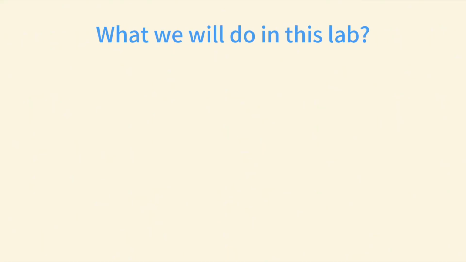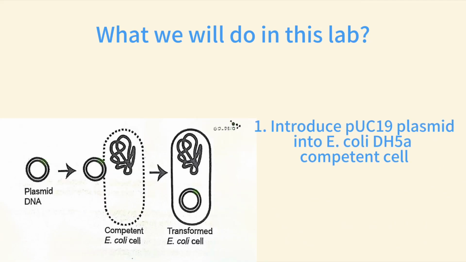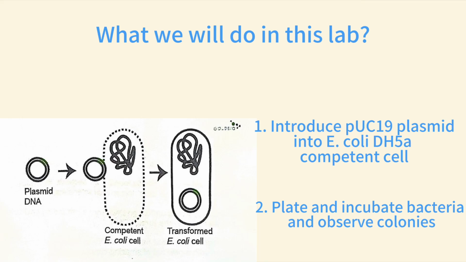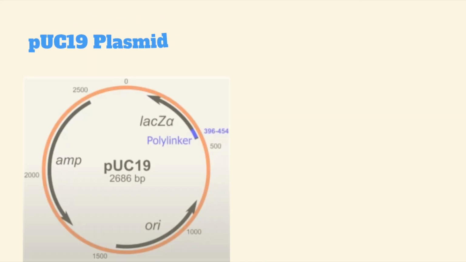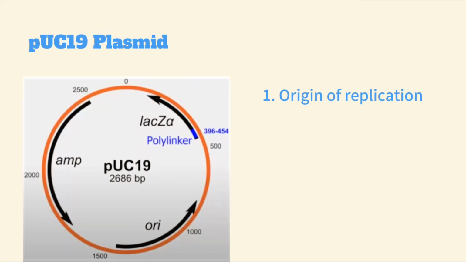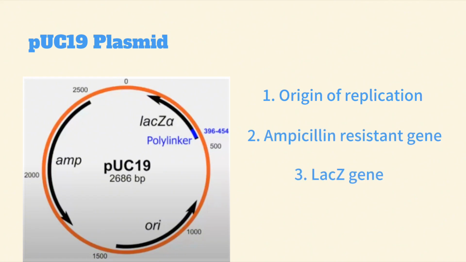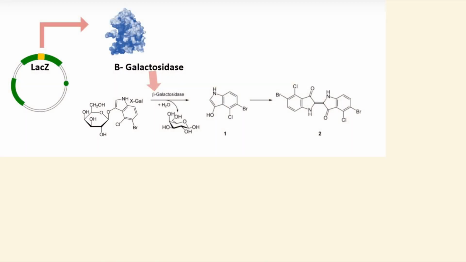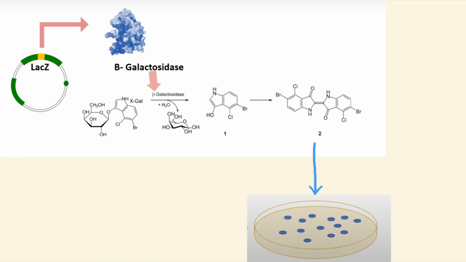So what we will do in this lab is, firstly, introduce pUC19 plasmid into E. coli DH5α competent cell. Secondly, plate and incubate bacteria and observe colonies. The pUC19 plasmid carries an origin of replication, an ampicillin-resistant gene, and the lacZ gene. The lacZ gene encodes the beta-galactosidase enzyme, which converts the X-gal into a colored product. Thus, the bacteria colonies would exhibit blue.